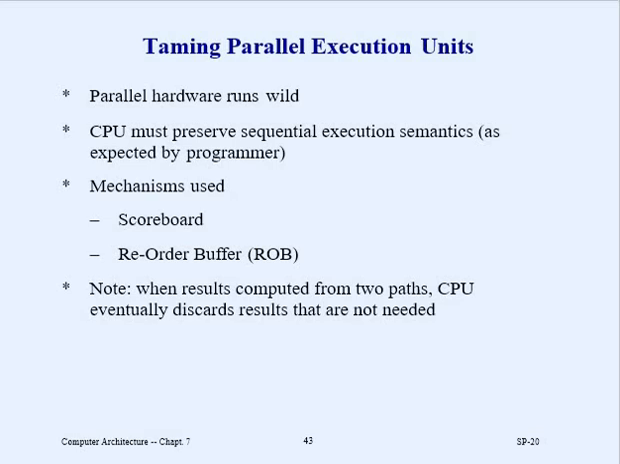Coming to the next article, this is the parallel execution units. Parallel hardware units, while the CPU must preserve sequential execution semantics as expected by the programmer, and the mechanisms used are the scoreboards and reorder buffer. Note that when results are computed from two paths, the CPU eventually discards results that are not needed. Okay, so what is this about parallel execution units?